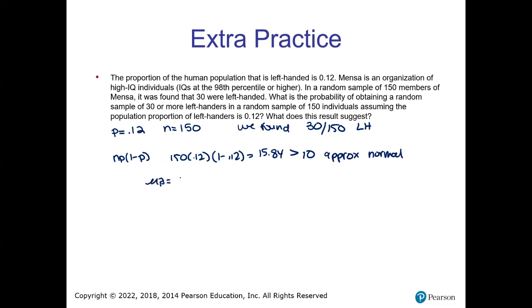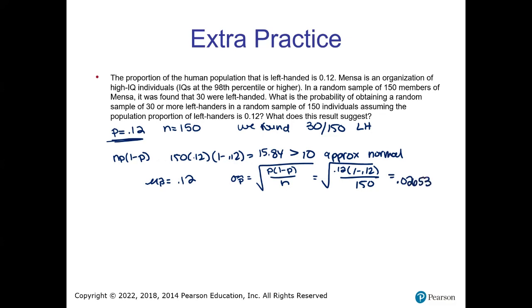We're going to use a mean of 0.12 because that is our population proportion. And we need to calculate our standard deviation, doing the square root of p times 1 minus p, all over n. So 0.12 times 1 minus 0.12, all over 150, and then all square rooted. Again, just grab a calculator to get that value. I got 0.02653.